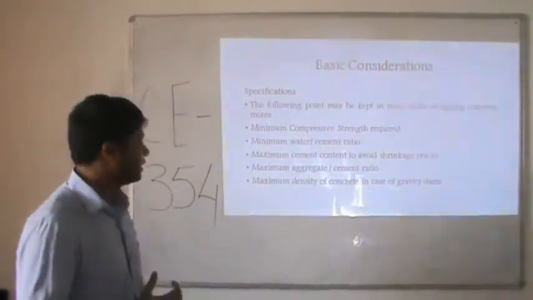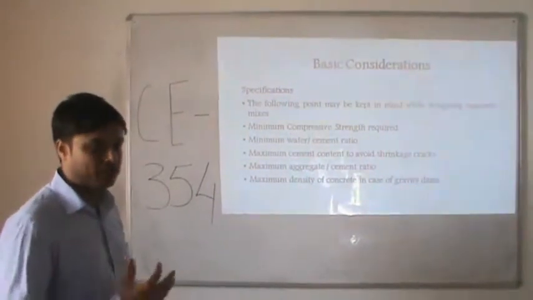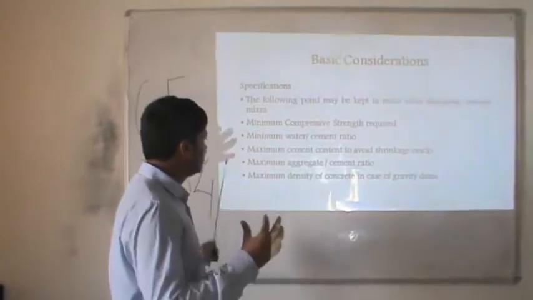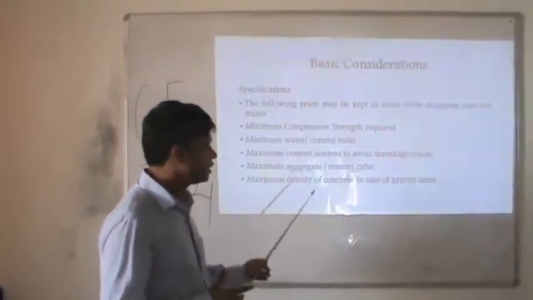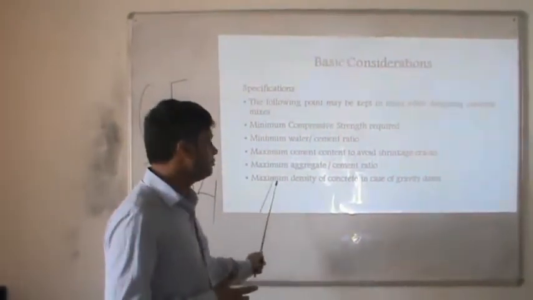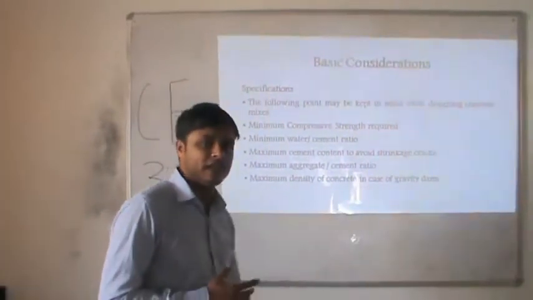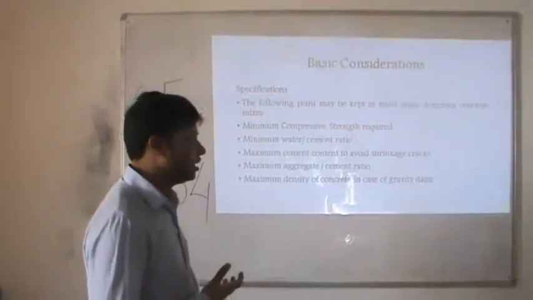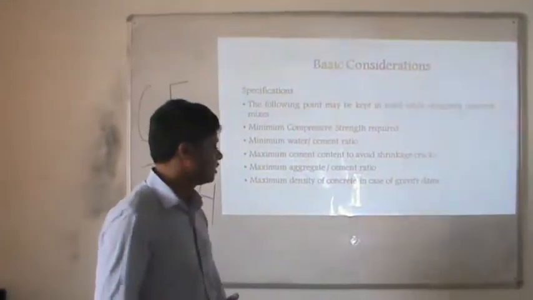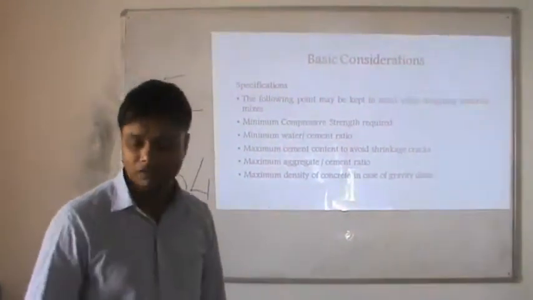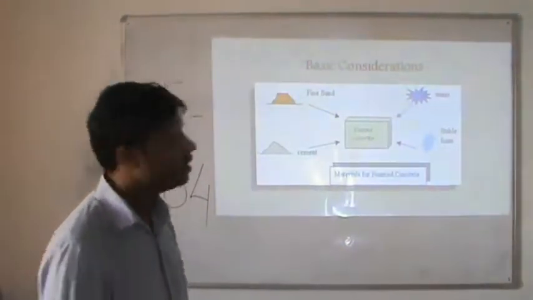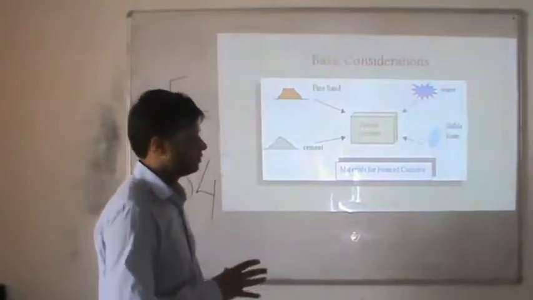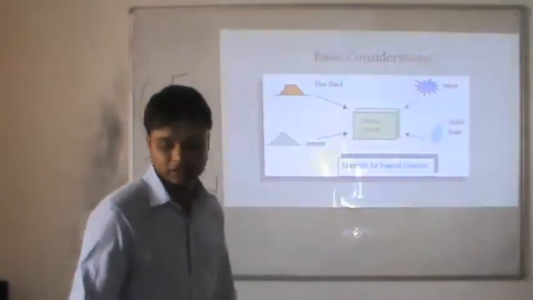Now, maximum aggregate cement ratio. We must also see the aggregate and cement ratio to design for better construction economy. Maximum density of concrete in case of gravity dam. In a gravity dam, which is a gravity design, we see the density of the concrete, and we must ensure the maximum density of the concrete. So this is the pictorial depiction of the concrete and its ingredients.